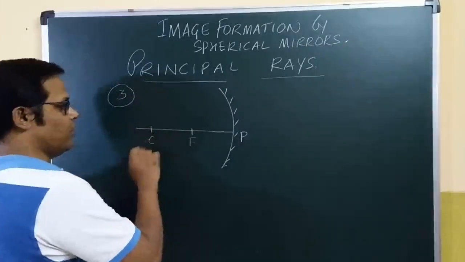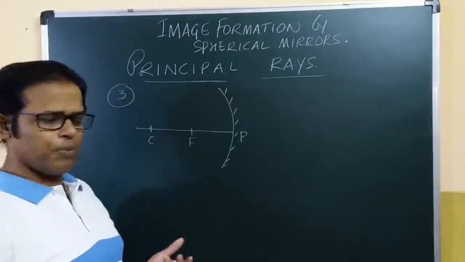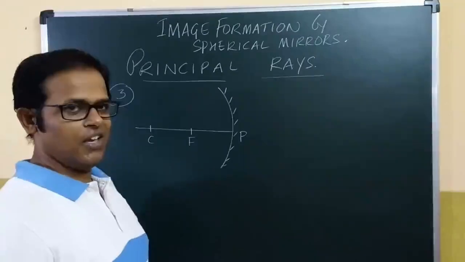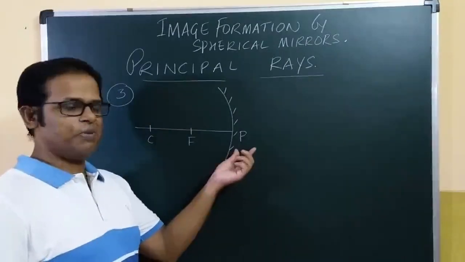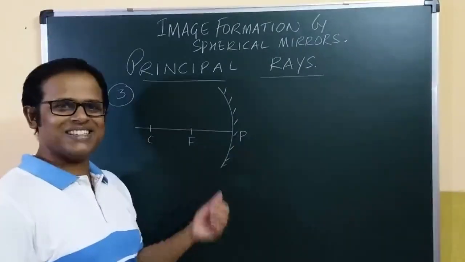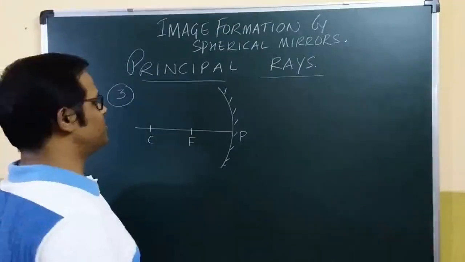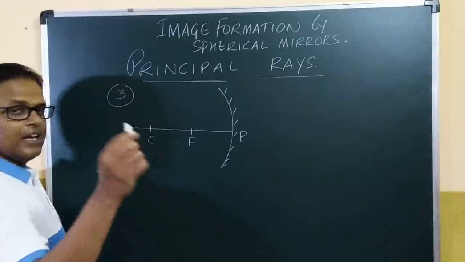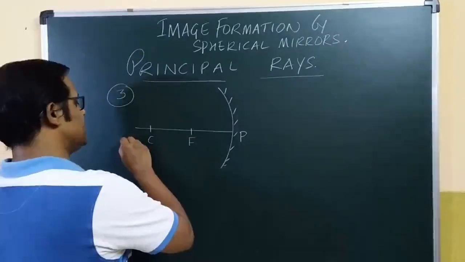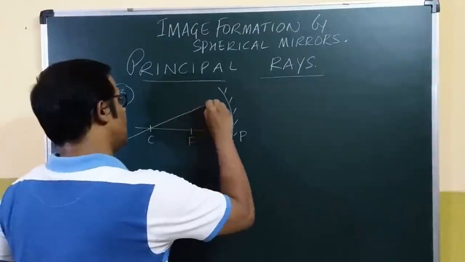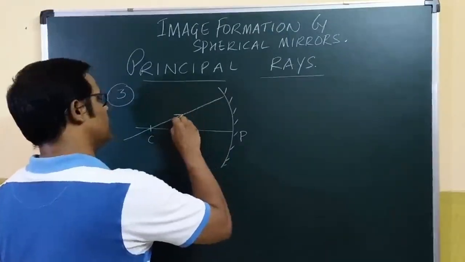Never miss the sequence. It's very popular, just like your favorite KFC. In place of K, just replace PFC: pole, focus, and center of curvature. Right? The third principal ray says that in case a ray of light is incident along the center of curvature and strikes upon the mirror.